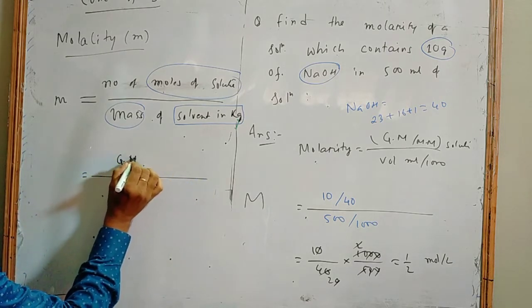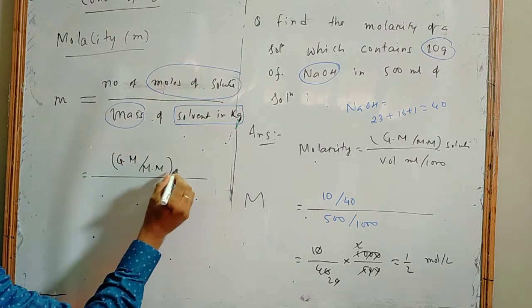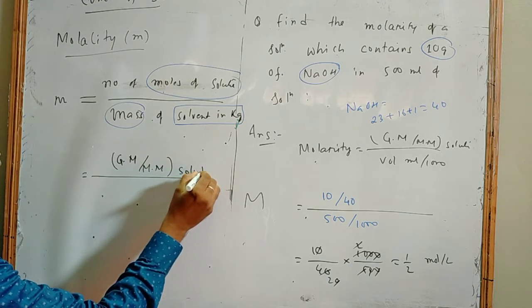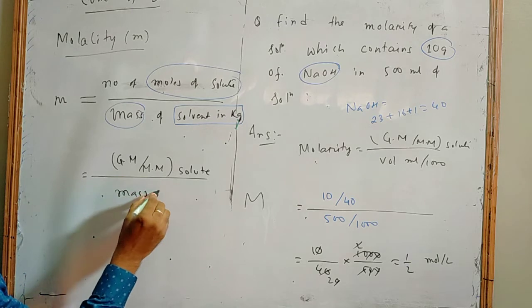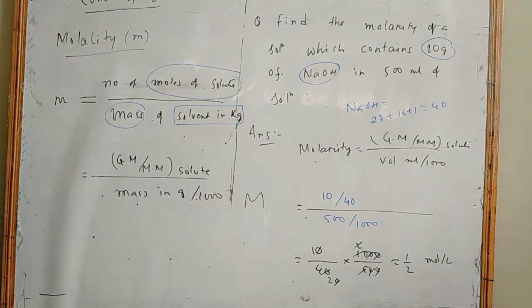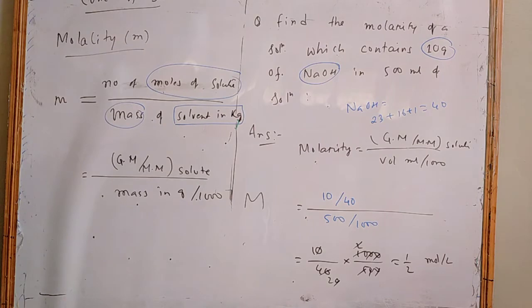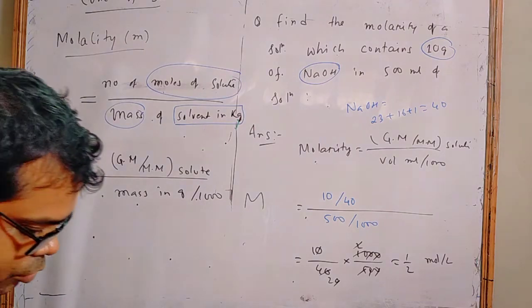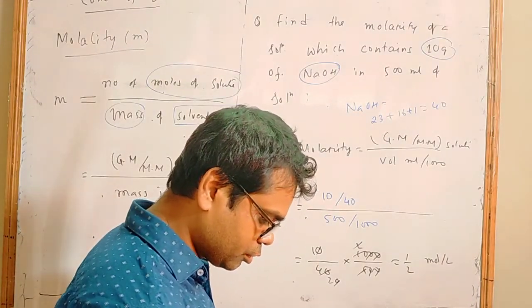So we can write the formula. Number of moles of solute means given mass by molar mass of solute, by mass in gram divided by 1000. So that can be written like that: given mass by molar mass of solute by mass of solvent in gram divided by 1000. So in that way also you can do this one. So we are solving a problem regarding this.